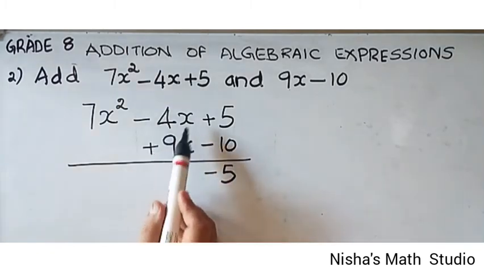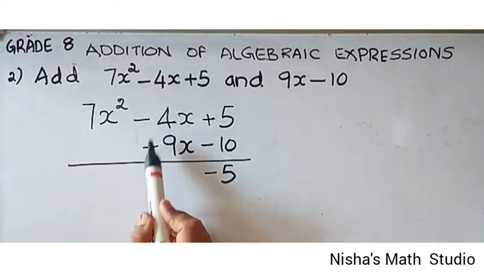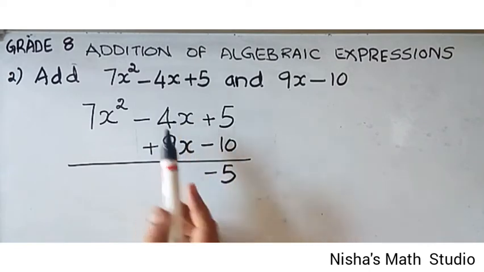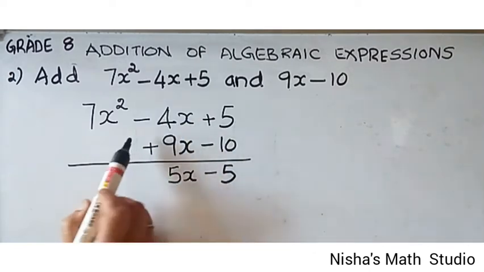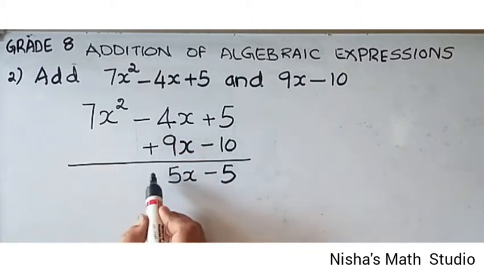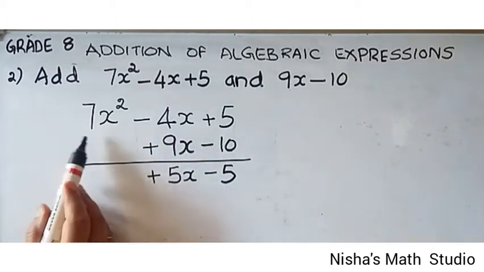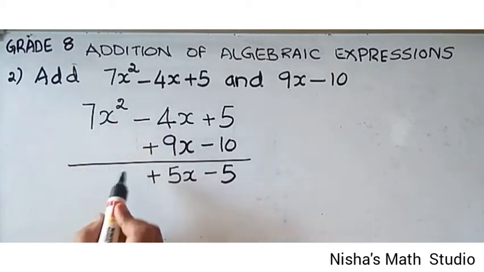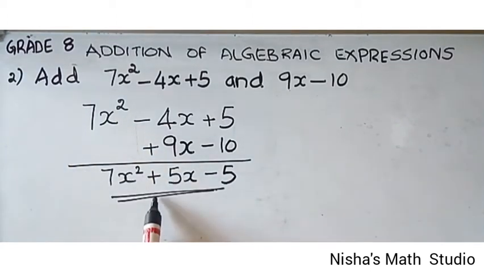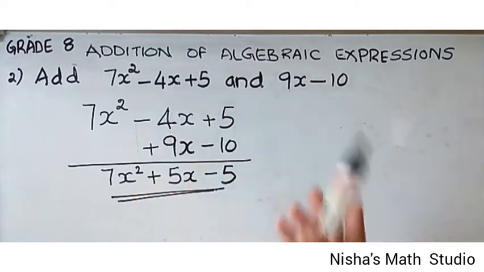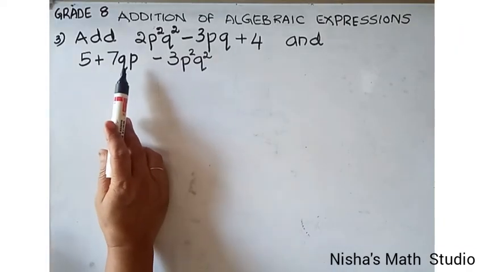You have minus 4x plus 9x. One is positive, one is negative. 9 minus 4 will give you 5x. Bigger number is 9, its sign is positive. Here you don't have anything, so you can write it directly 7x square. This is what you get when you add these two expressions. Let's take the third example.